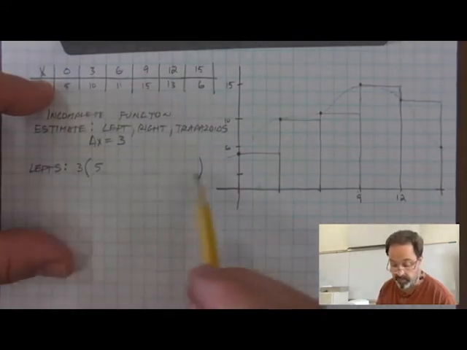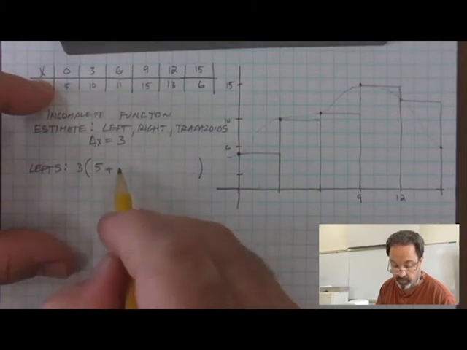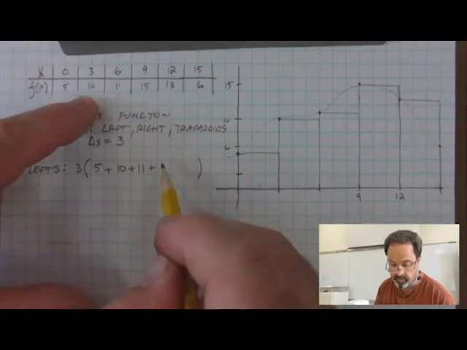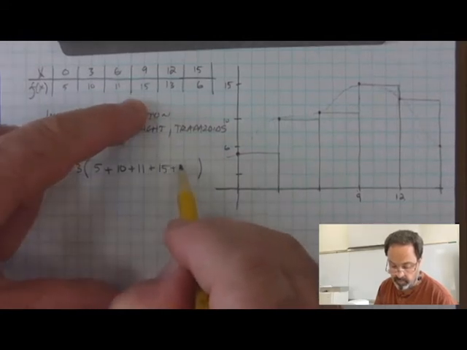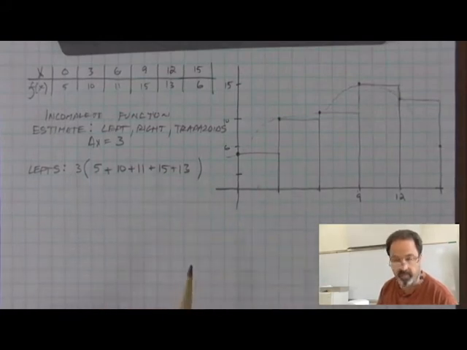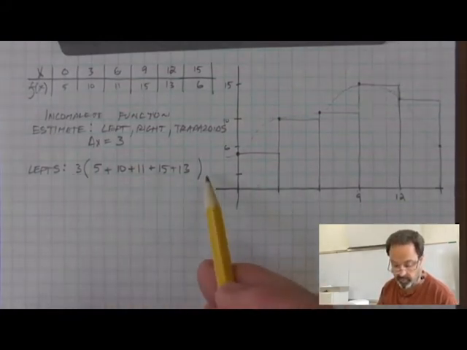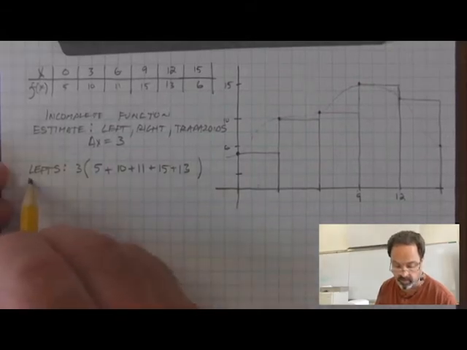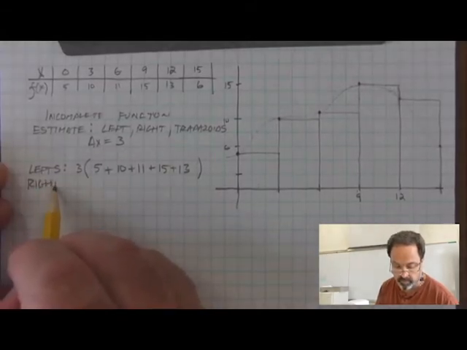I can make that an efficient calculation if I first add the first 5 data points in the table and then outside show that I'm multiplying each one by 3. This expression then is a very efficient way of calculating the estimate using left rectangles. I can do that with right rectangles.